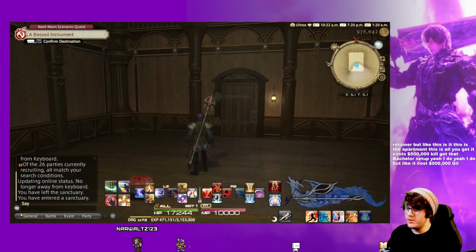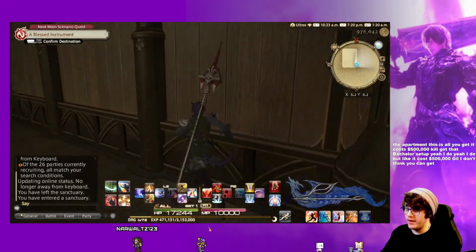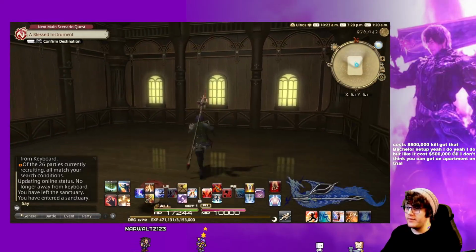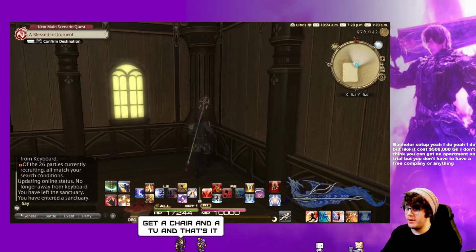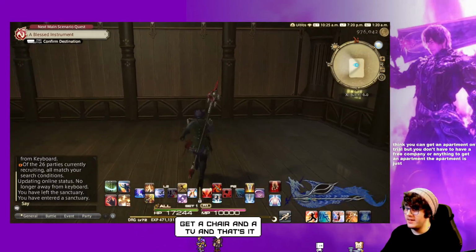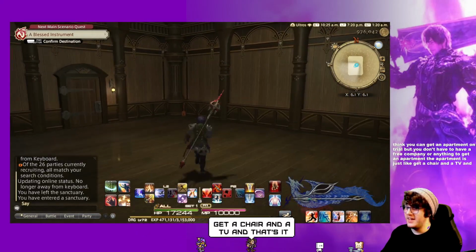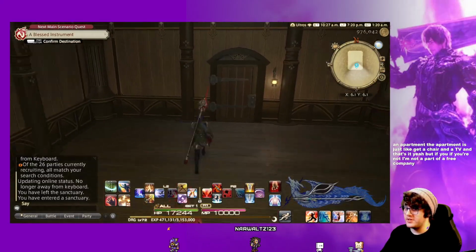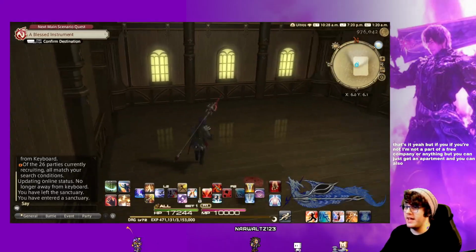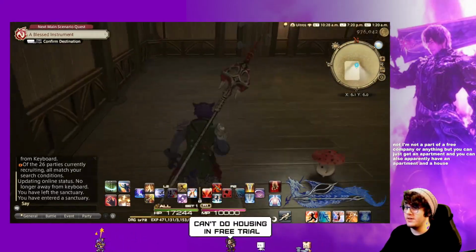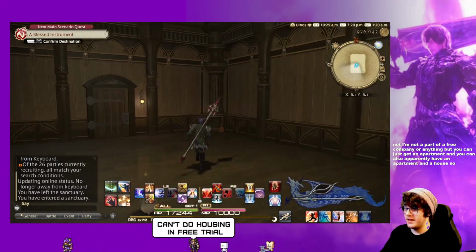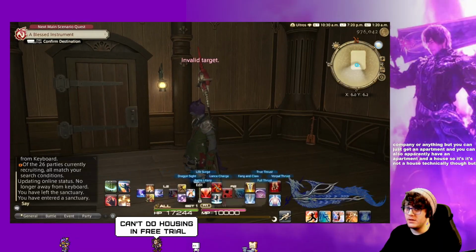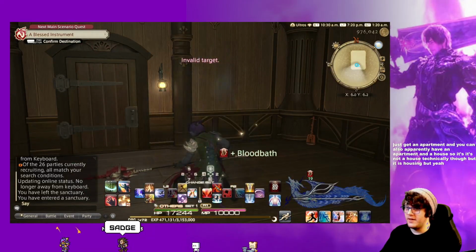I don't think you can get an apartment on trial. But you don't have to have a free company or anything to get an apartment. The apartment is just a chair and a TV and that's it. I'm not a part of a free company or anything, but you can just get an apartment, and you can also apparently have an apartment and a house. It's not a house technically though, but it is housing. But yeah, I don't have anything else.